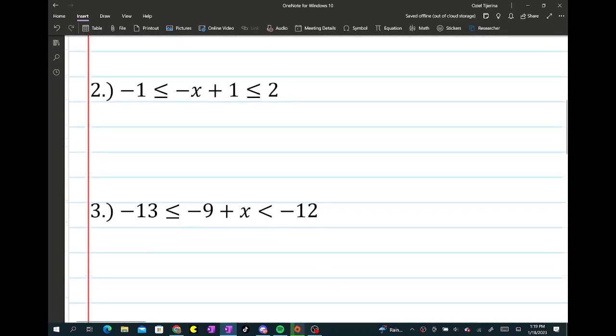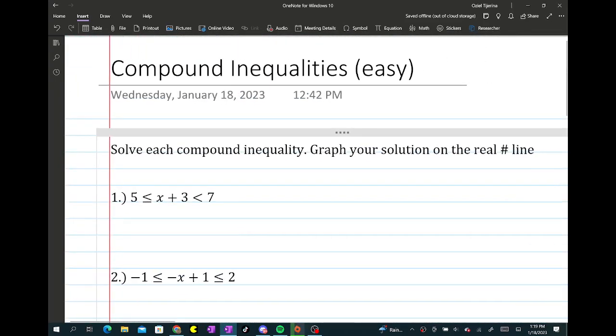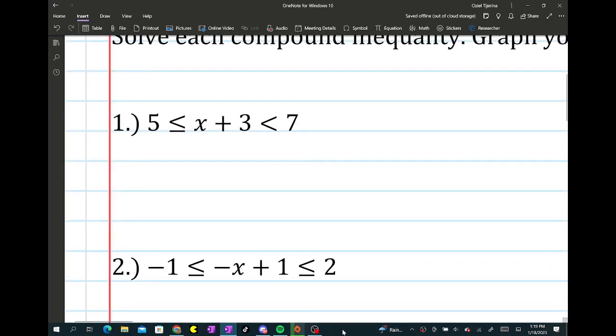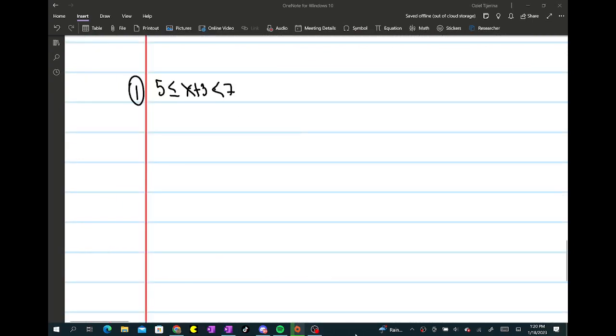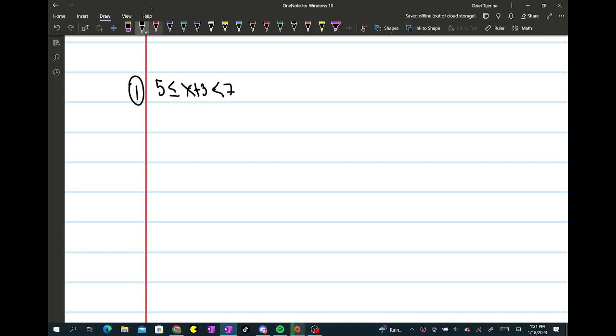We're going to start with number 1, and it says solve each compound inequality and graph your solution on the real number line. I'm going to write down the first one. Here we have the first problem: 5 is less than or equal to x plus 3, which is less than 7. We're going to solve for x, so I'm going to subtract 3 on all sides.